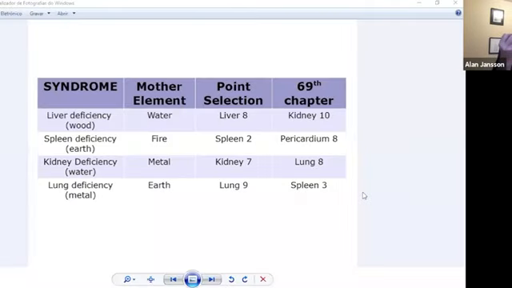We would also, in conjunction with using the water point on the water meridian, be utilizing the water point on the wood meridian, liver 8. So using the 69th chapter, our fundamental treatment for liver deficiency, yin deficiency syndrome, is kidney 10, which is the supportive or nourishing meridian, and liver 8, which is the supporting or nourishing point, the water point on the liver meridian.